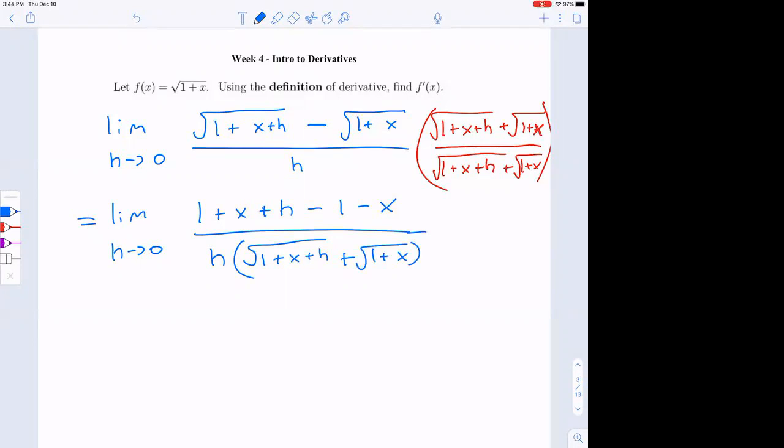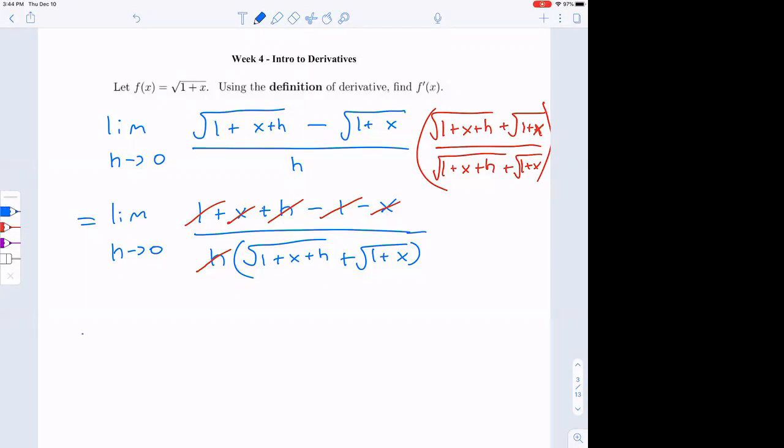Right, so the bottom had to keep that disaster, but the top really cleaned up nicely for us. So now we have a 1 minus a 1 and an x minus an x. So all that's left is an h on the top, and that h cancels out with the h that's on the bottom. And that's really the key to doing these types of limits.